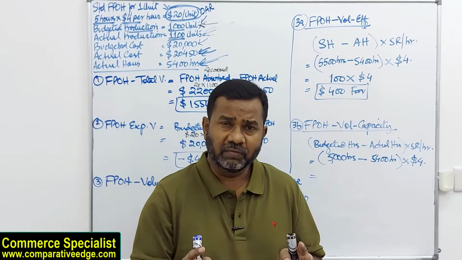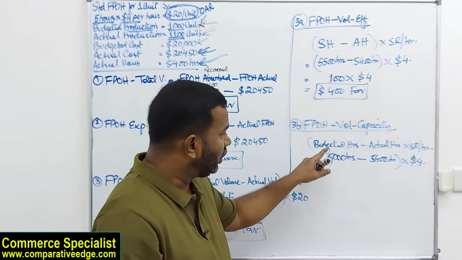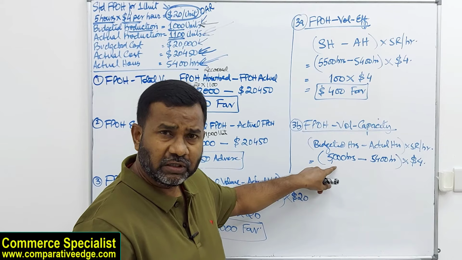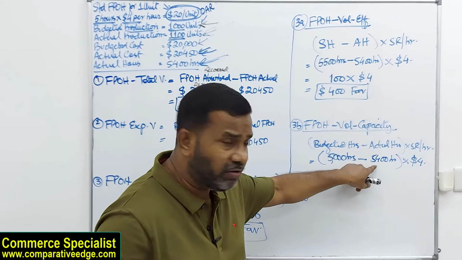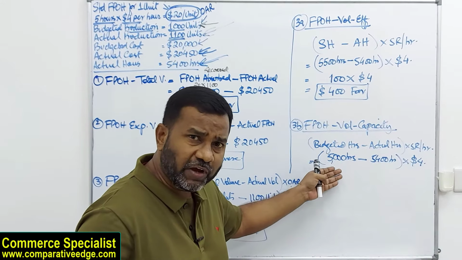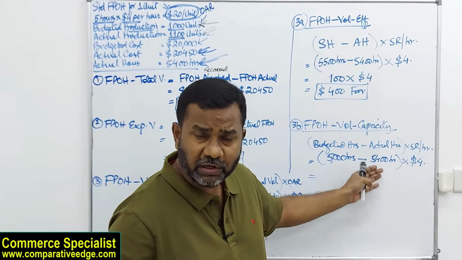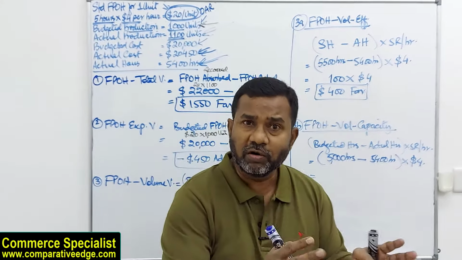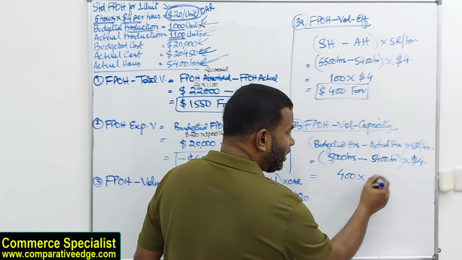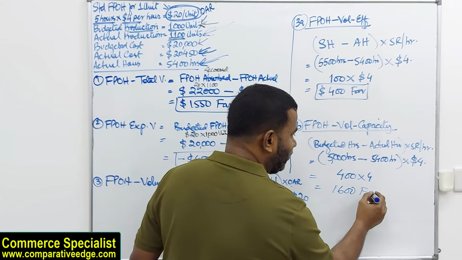Here again, no mathematics, common sense. You planned that the workers will work 5,000 hours. But were they lazy? No, they worked more. So you planned that the workers will work 5,000 hours. Instead, they worked 5,400 hours. When the workers are working more, it's always good. So you have 400 multiplied by $4. You get 1,600, and that's a favorable variance.